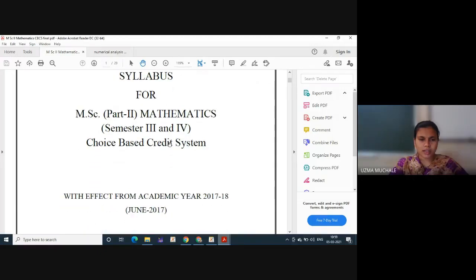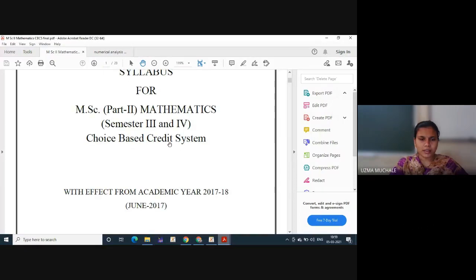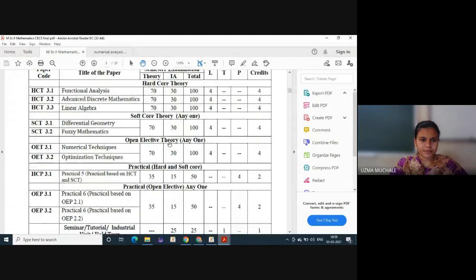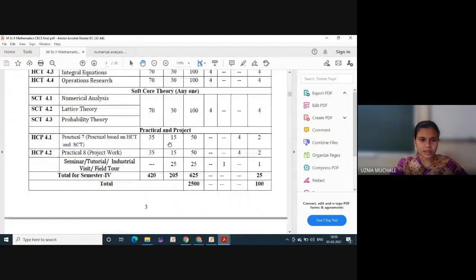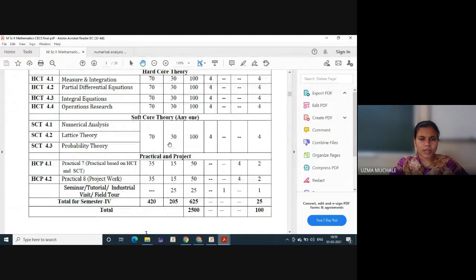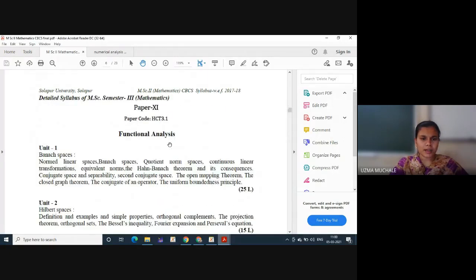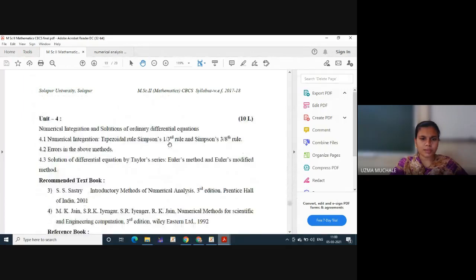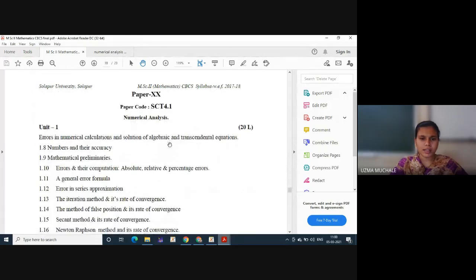So in this we have the paper of numerical analysis. You can see here. This is a soft core theory paper. For that we are having options also, but the teaching will be done only for numerical analysis. And the syllabus for that is this one.